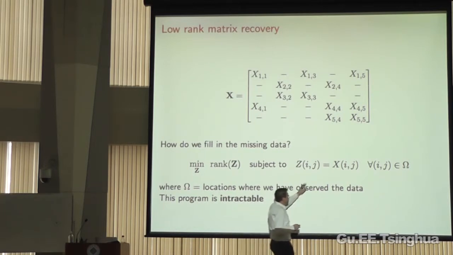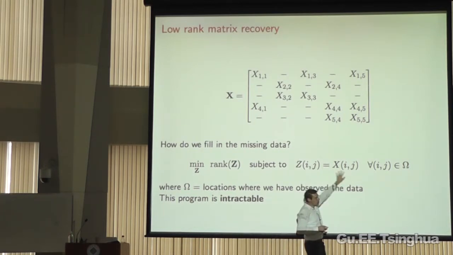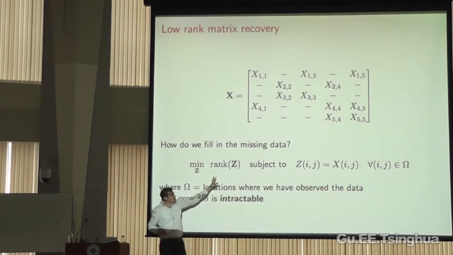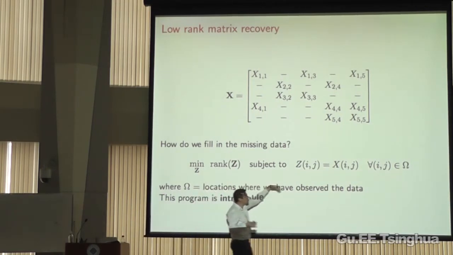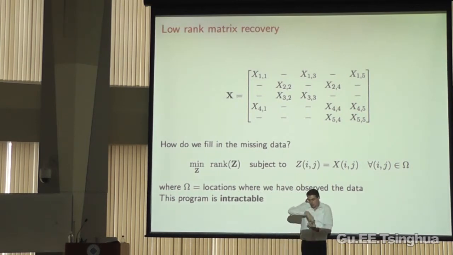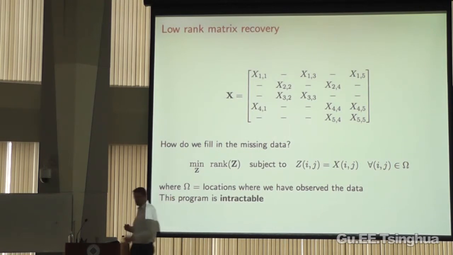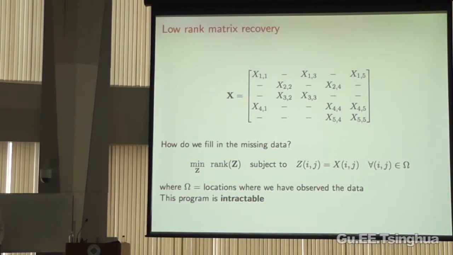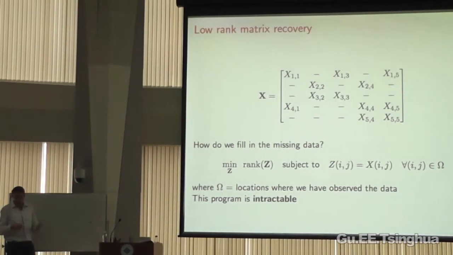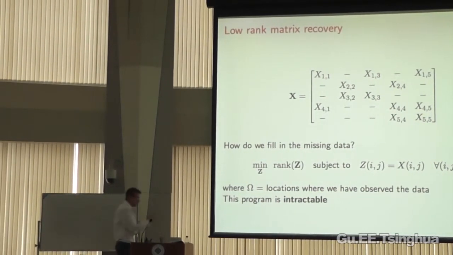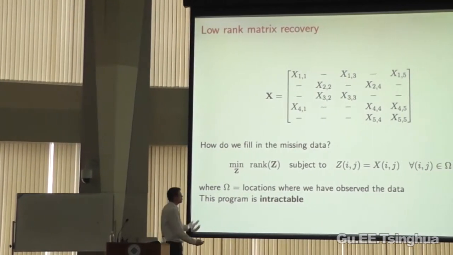I have a set of observations. I can treat those as linear constraints in an optimization program. I have a set of feasible matrices which match my observations. Find me the matrix which has the smallest rank which matches these observations. Okay, and that's a good thing to say. And just like our first try at sparse recovery, where we looked to find the sparsest vector that explained a bunch of linear measurements, it was intractable.